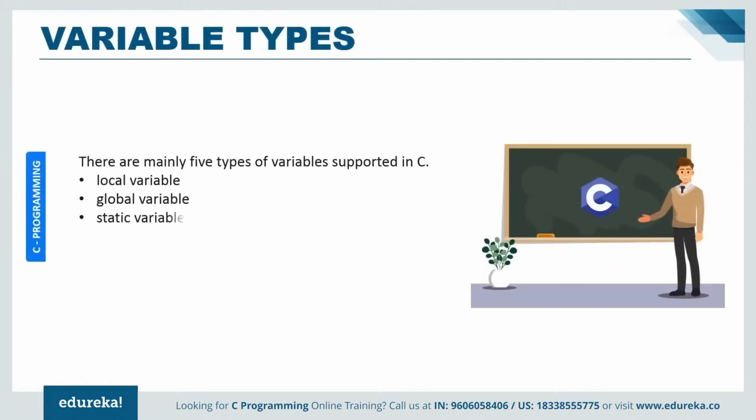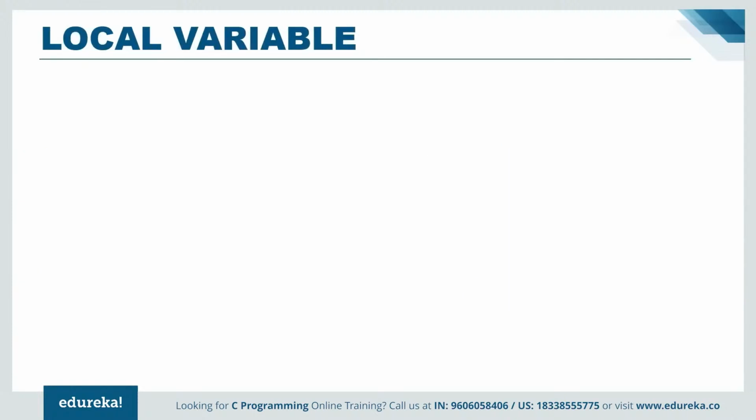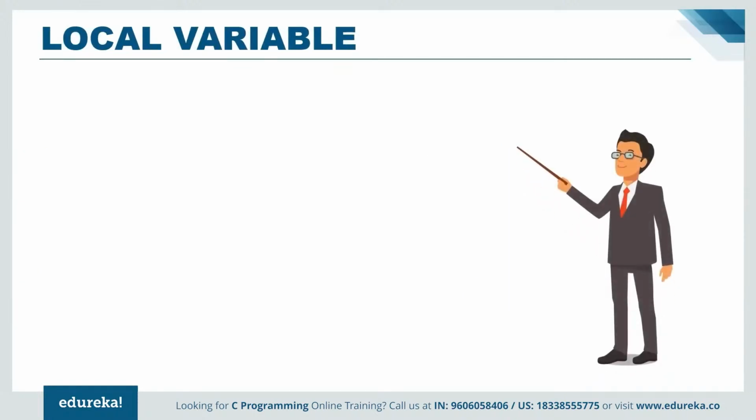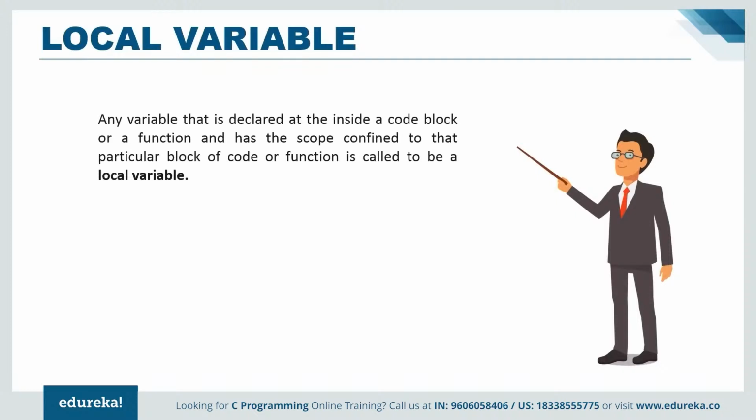There are mainly 5 types of variables supported in C programming language. They are local variable, global variable, static variable, automatic variable, and external variable. Now let's discuss local variables first. Any variable that is declared inside a code block or a function, that has scope confined to that particular block of code or function, is called a local variable.